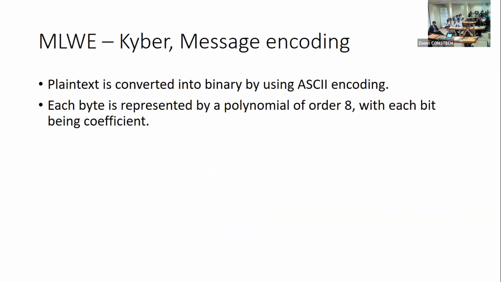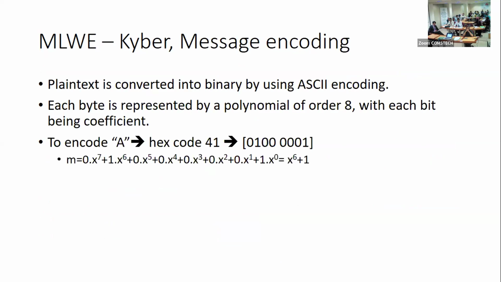Okay, so how do we send a message now? Suppose I want to send an A. A in ASCII has hex code 41, so in bits it is this. Each bit is the coefficient of a power of x in the polynomial. Now I can send any number from 0 to 256, so all the ASCII codes I can send.